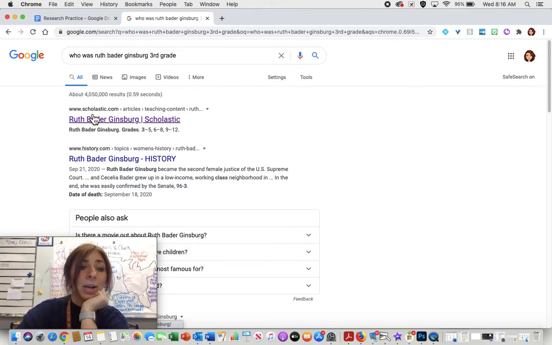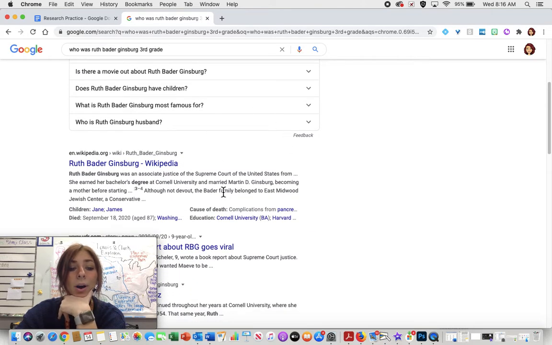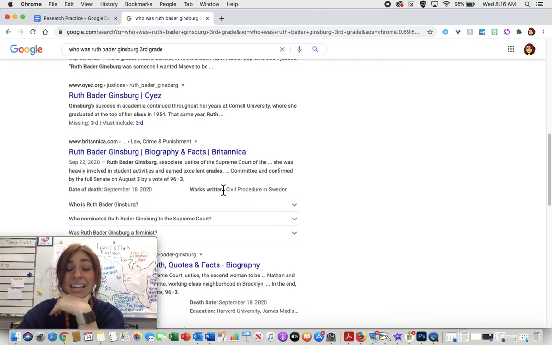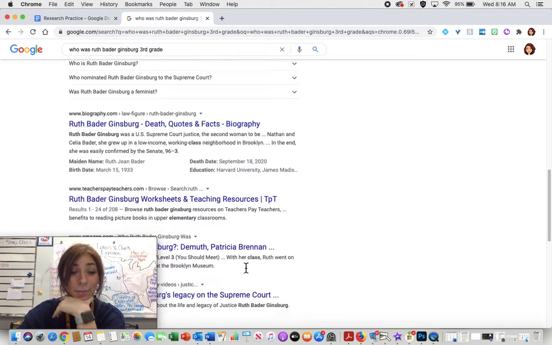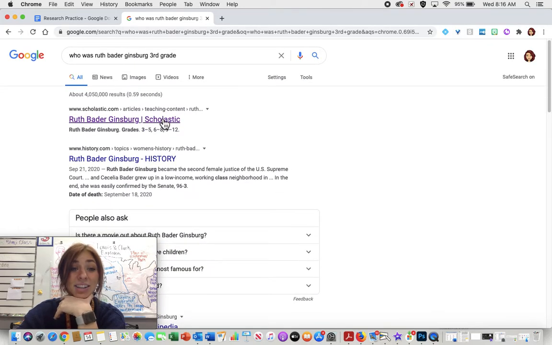You can see right here we have Scholastic, which we know is a great resource, and it's a reliable source. I want to talk about reliability. If I scroll down, the more I scroll down, the less likely that these are going to be helpful information. So I'm going to stick up here to the top where it says Ruth Bader Ginsburg, Scholastic, because I know Scholastic is a reliable source. Reliable meaning that they're not going to give me opinions or facts that they haven't checked. I know the information here is good and it's been checked. So I'm going to click it.